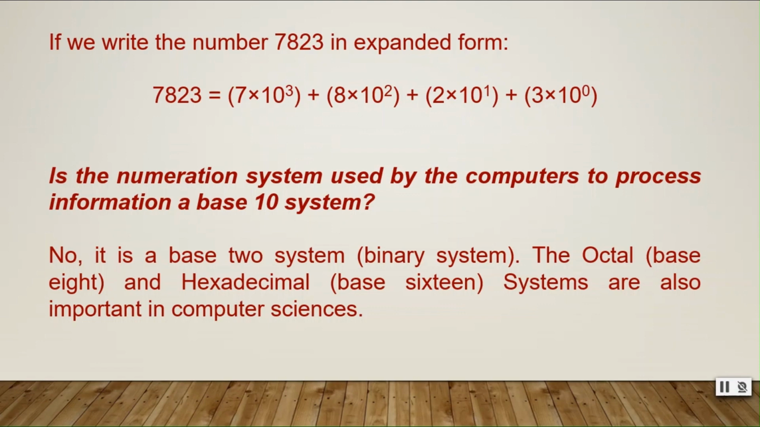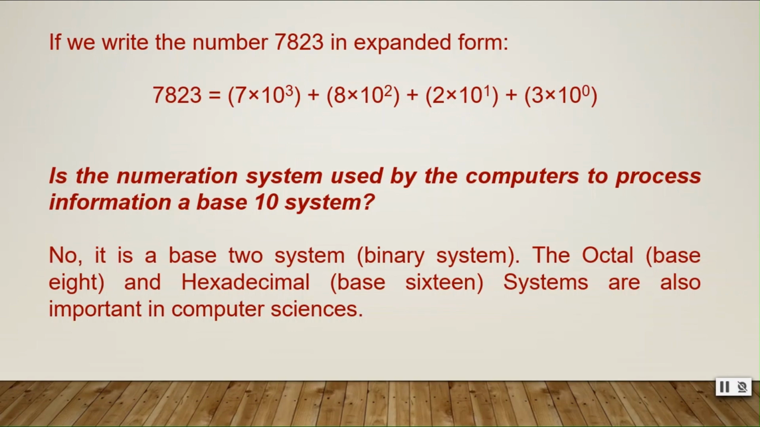That was what we mentioned before. Now, there is a very interesting question here. Is the numeration system used by computers to process information a base 10 system? The answer is no. The system that is used in computers is mostly a base 2 system, or binary system. Computers also use the octal, that means base 8, and the hexadecimal, that is base 16, systems. So these other two systems are also used in computer science.